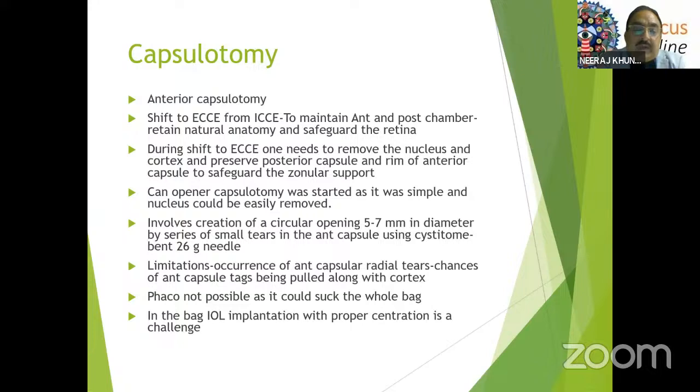Initially, it was the can opener capsulotomy which was started, and it was simple and the nucleus could be easily removed. This involves creation of a circular opening of 5 to 7 millimeter in diameter by a series of small tears in the anterior capsule using a cystitome or bent 26 gauge needle. Limitations: occurrence of anterior capsular radial tears, chances of anterior capsule tags being pulled along with cortex. Phaco is usually not possible as it could suck the whole bag, and in the bag IOL implantation with proper centration is again a challenge.